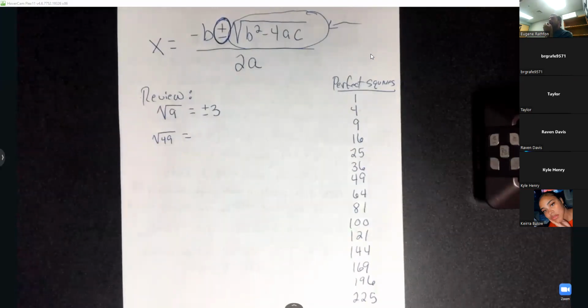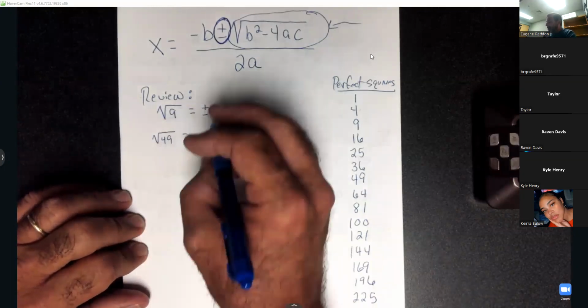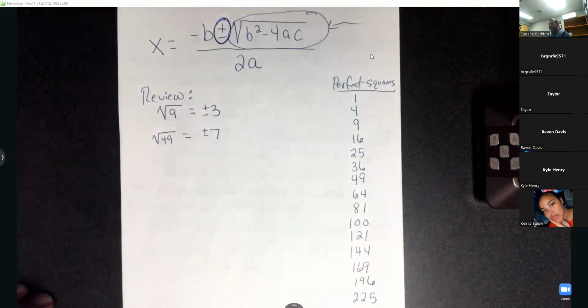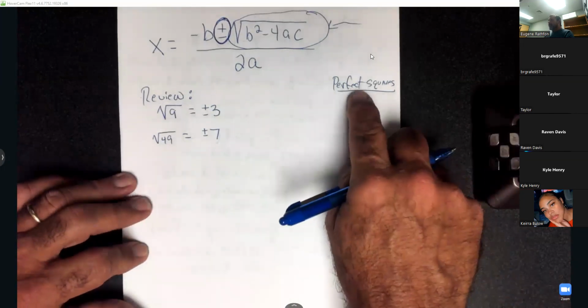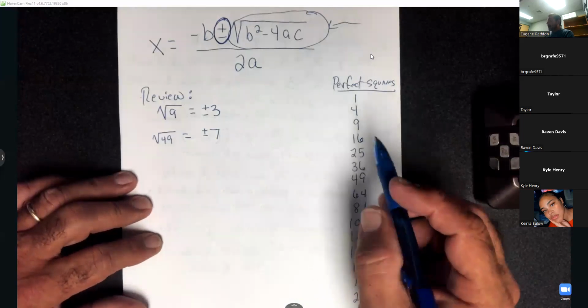All right, square root of 49. Oh, I'm not getting any responses. How about that would be what, a plus or minus 7? So if it's a number that's in this list, it will have a perfect square root, okay?